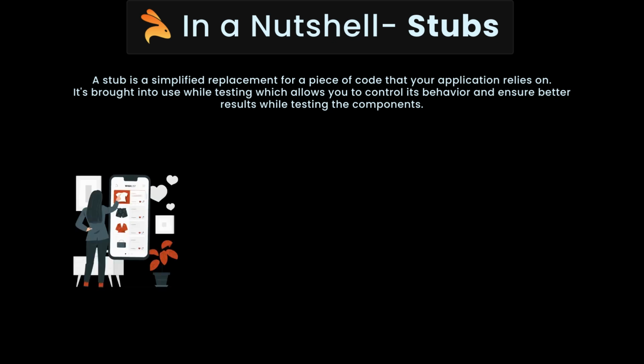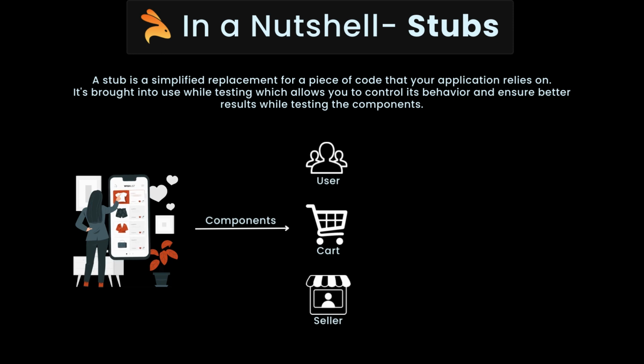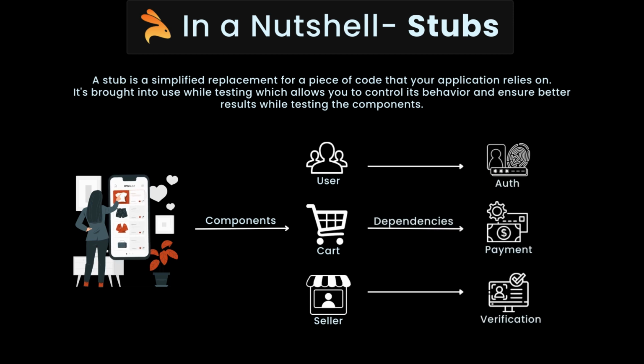Understanding it with an example will be easier. Say you are building an e-commerce application which has the following components: a user component, a cart component, a seller component, and there can be more. Each of these components will have a set of dependencies, such as the user component depends on a user authentication service, the cart component depends on a payment gateway, and the seller component depends on seller verification.